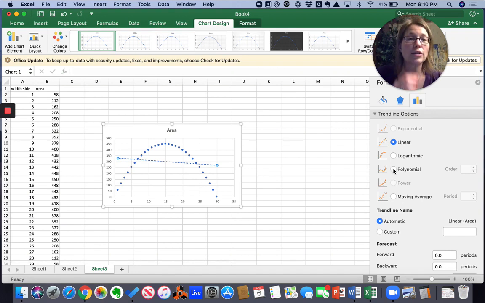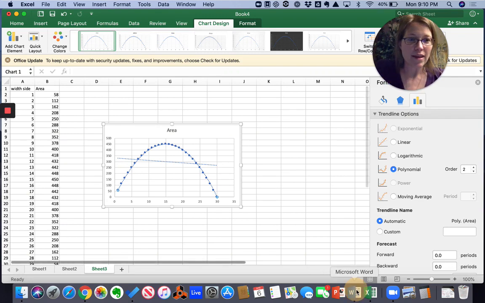A quadratic equation, another name for it is a polynomial of order 2. So polynomial order 2, that's a synonym for parabola. And we see how that just fits it so well. And we knew it would because it is a quadratic equation that we used to make all this data.